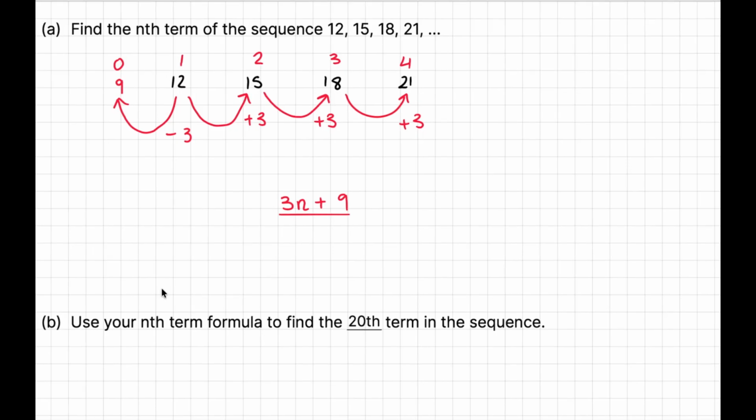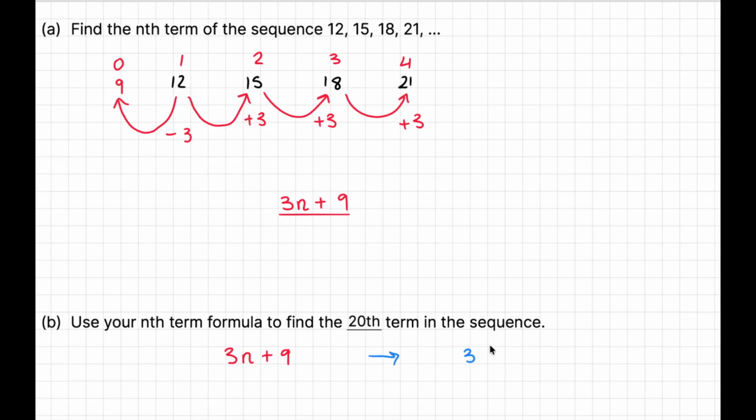Now part B states, use your nth term formula to find the 20th term in the sequence. Now we have the formula above, but we are going to write it down here just for our own ease. Now to find the 20th term, we have to replace n by 20. So we're going to do that over here.